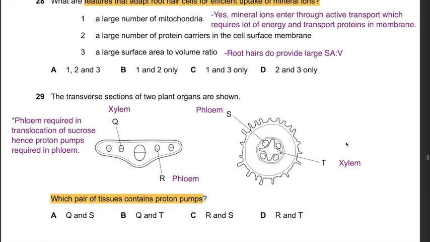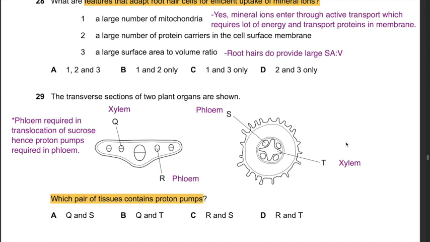Question 28. What are features that adapt root hair cells for efficient uptake of mineral ions? 1. A large number of mitochondria. Yes, mineral ions enter through active transport, which requires a lot of energy and transport proteins in the membrane. Energy is provided by mitochondria, and hence root hair cells do need a large number of mitochondria for efficient uptake. Feature 2. A large number of protein carriers in the cell surface membrane.